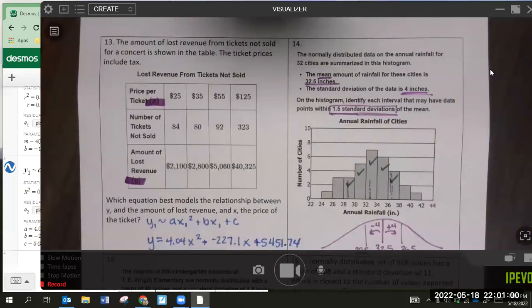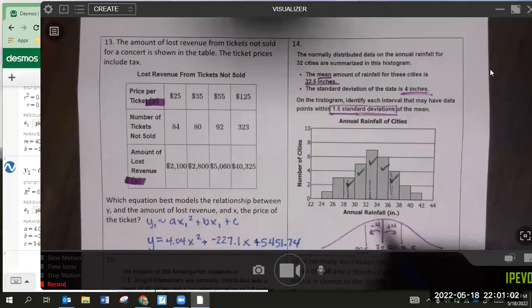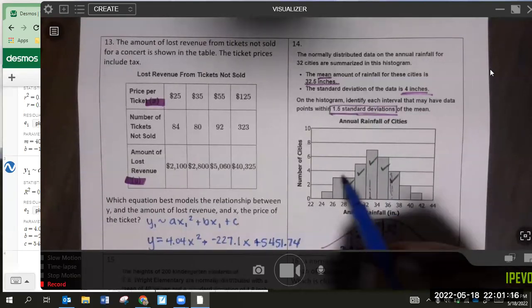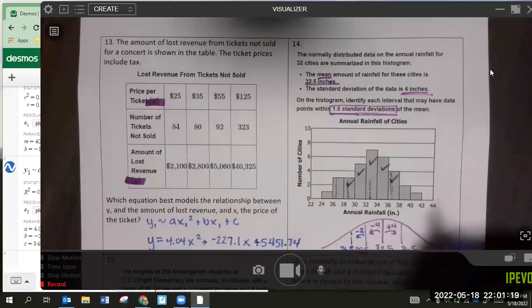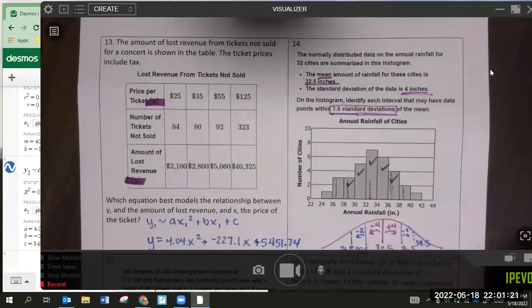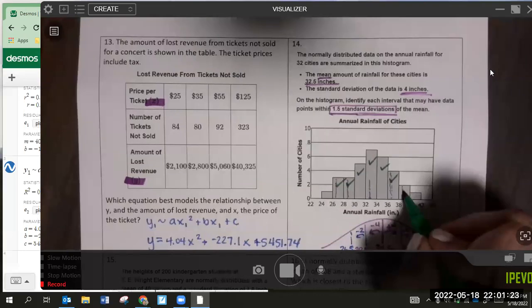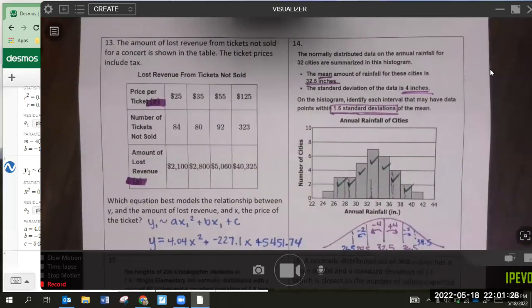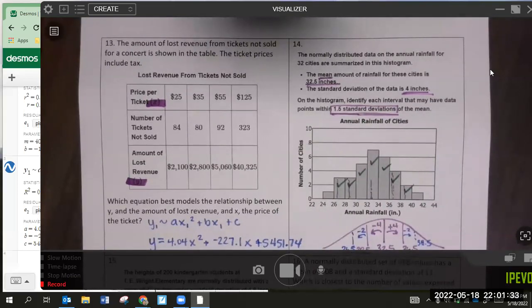Now, we only want to go a half more deviation. If 4 is a full deviation, then 2 is a half deviation. So we're looking at 26.5, right? 26.5 is somewhere in here. And a half more deviation would be a 38.5. So we're looking at something kind of like right in here. So we're going to select these as well. Those are all of the columns that have data points within 1.5 standard deviations from the mean.